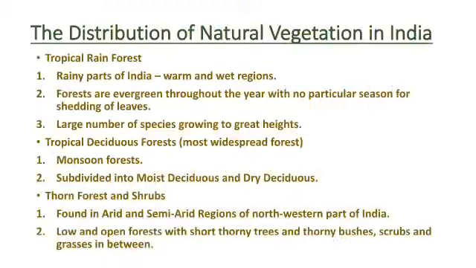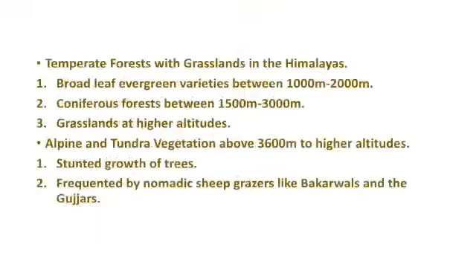Next, thorn forest or shrubs, found in the arid or semi-arid regions of northwestern parts of India. Arid areas refers to those areas which receive very little rainfall or no rainfall. Low and open forest with short thorny trees and thorny bushes, shrubs and grasses in between. These are some of the characteristics of this forest.